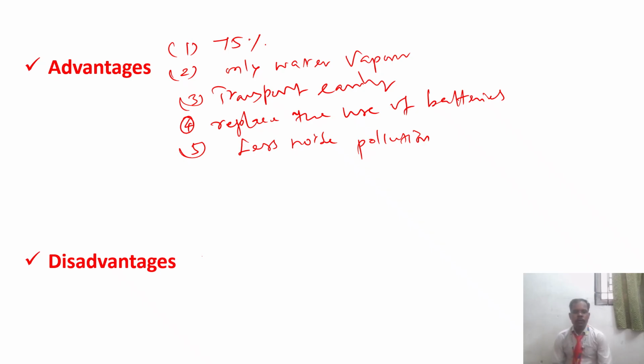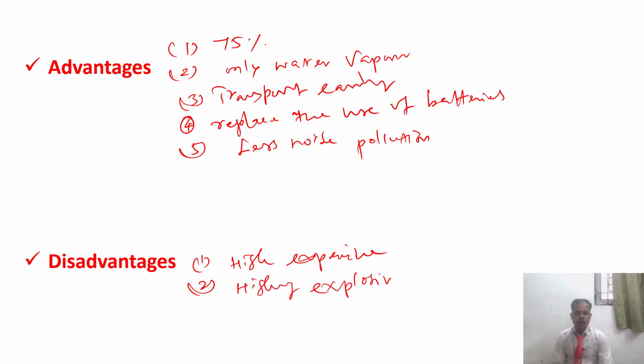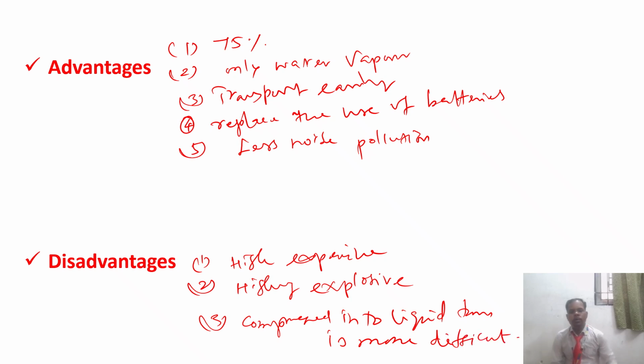So these are the advantages. What about the disadvantages? A few disadvantages. It is highly expensive. Then second, it is highly explosive in open air. Then third, as hydrogen is a gas, it is difficult to compress into liquid form. So what are the disadvantages? High expense, highly explosive nature in open places. Then hydrogen is a gas, so it is very difficult to compress into liquid form.